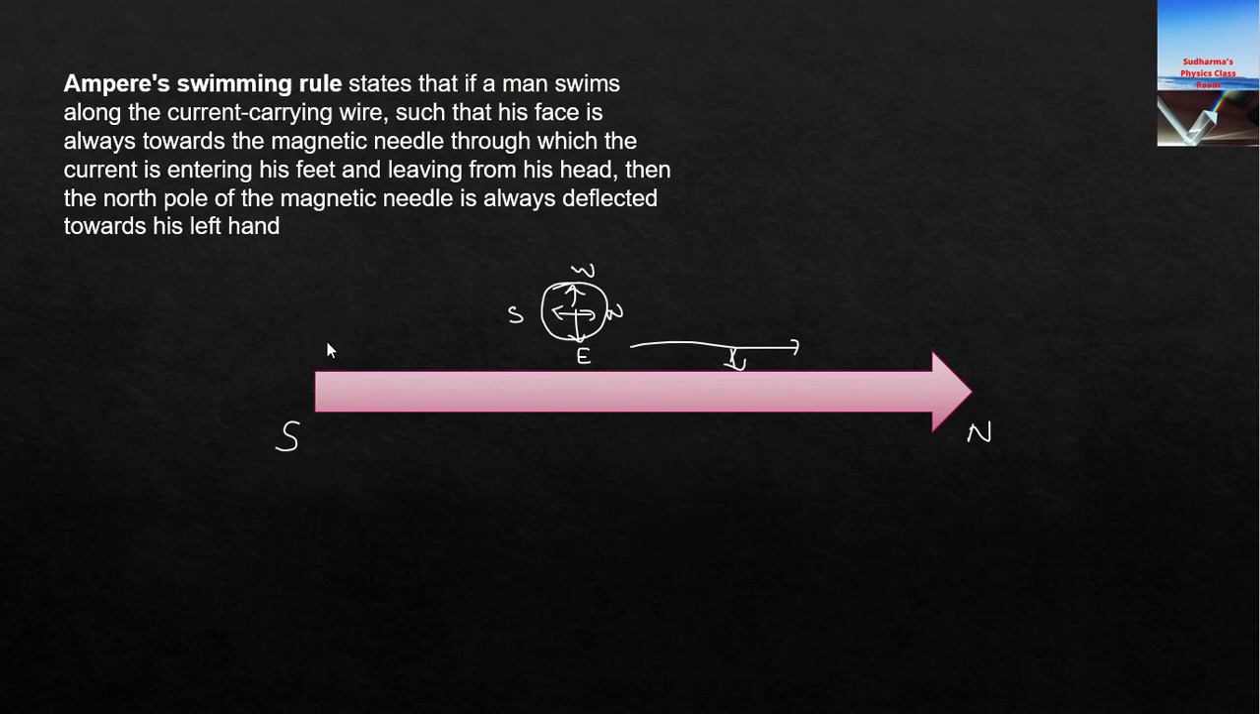In whichever direction his left hand points, that will give you the direction of the north pole of the compass needle deflection. So here the needle will be deflecting towards this direction, that is nothing but east direction. That is how we can find it out.